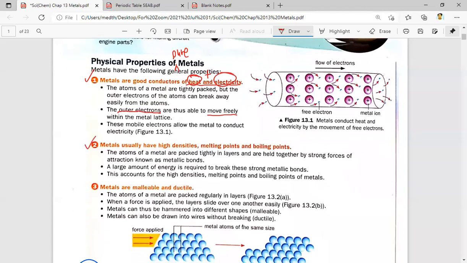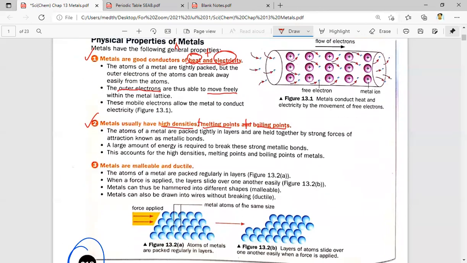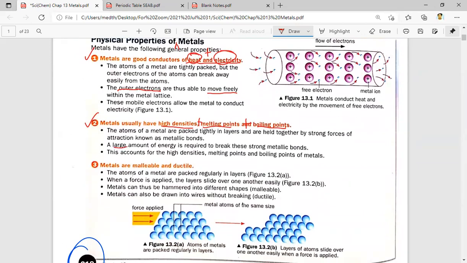The second one is that metals usually have high density, that's why they sink in water. They also have high melting and boiling points. So these three come together. Normally when you state a physical property of a pure metal, you put these three together. Now the question is why do they have high density, high melting and boiling points? Key idea: a large amount of energy is required to break the strong metallic bonds.